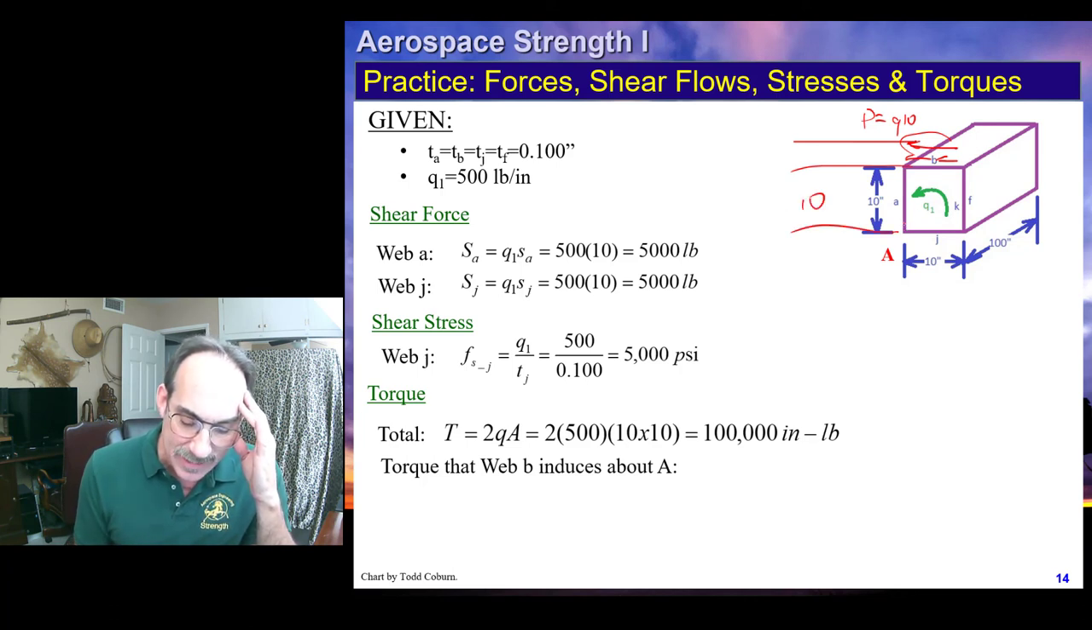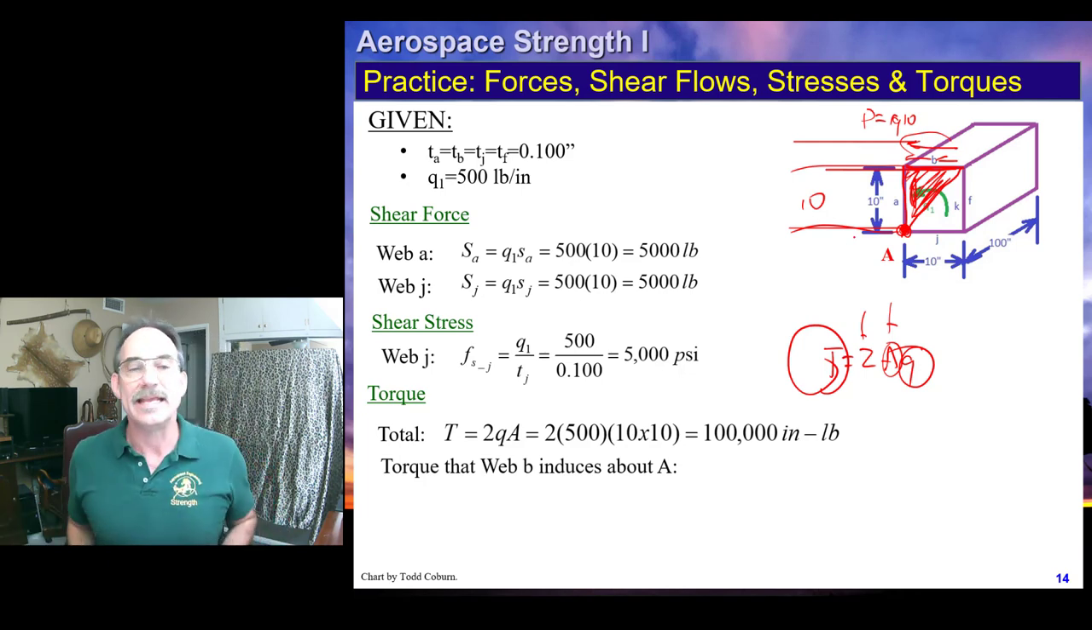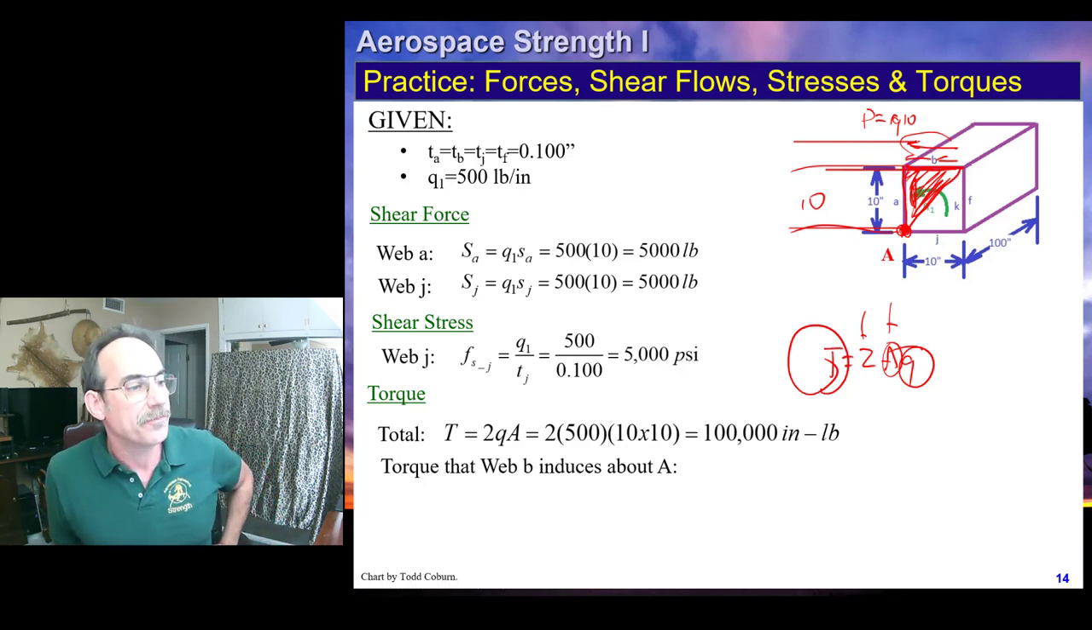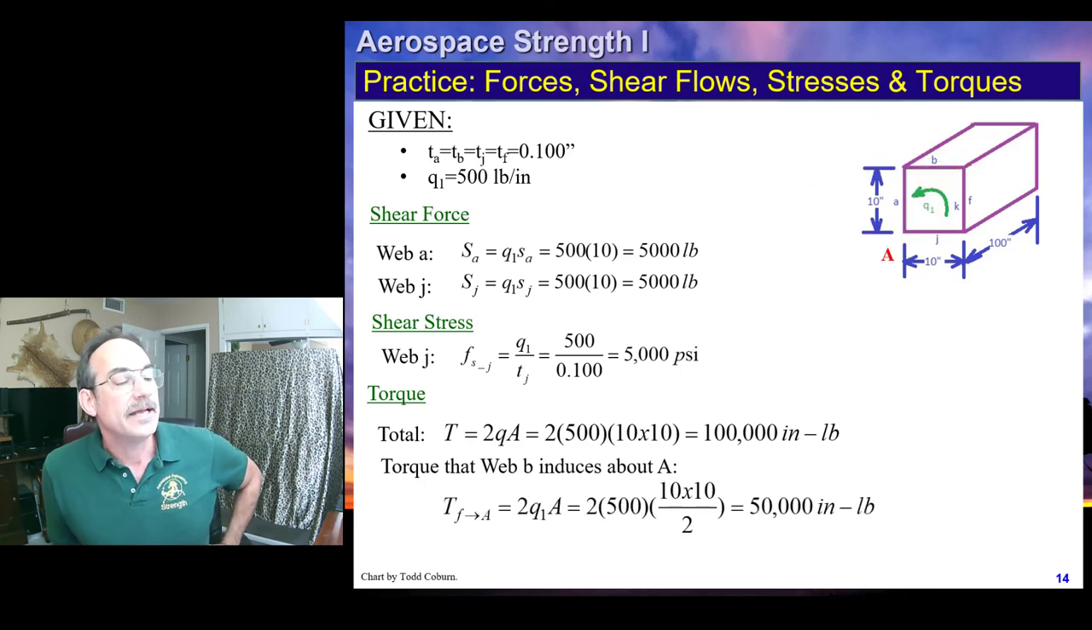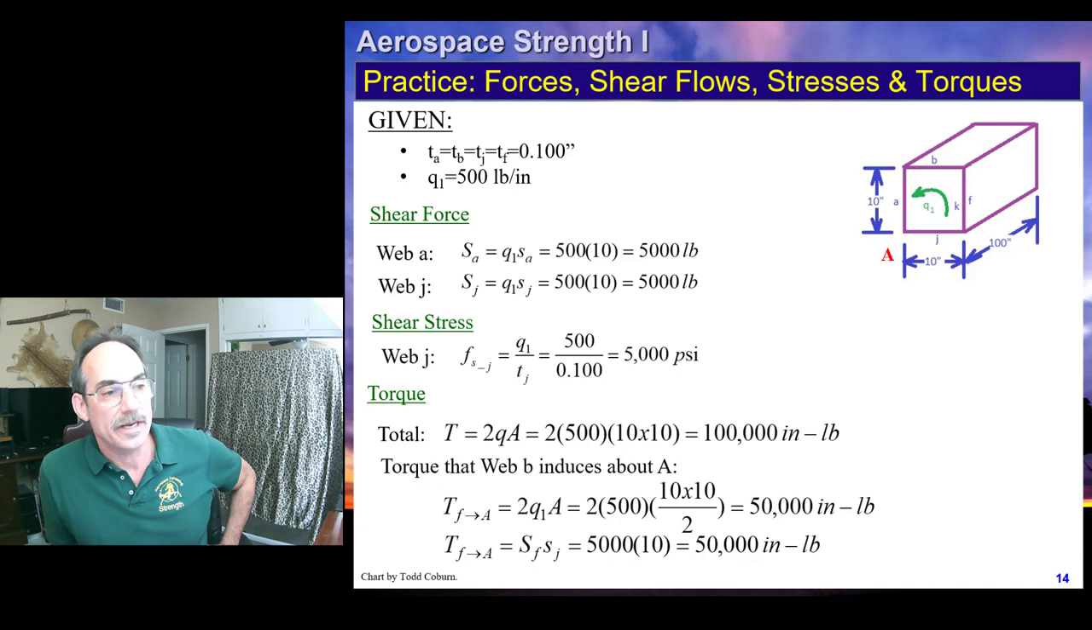Another way to do that is to say, if we're summing our torques about this point and we're only focused on this web, we draw a line from this point to the endpoints of the web, and we use our equation that T equals 2aQ, where A is the enclosed area. What's the area enclosed by this one web about this point? Well, it's this one, which is 10 times 10 over 2. That's the enclosed area. Multiply that by 2, multiply by the Q, and that's the torque. And you'll find that those two methods give you the exact same number. Got it? Those are the two ways of doing it.